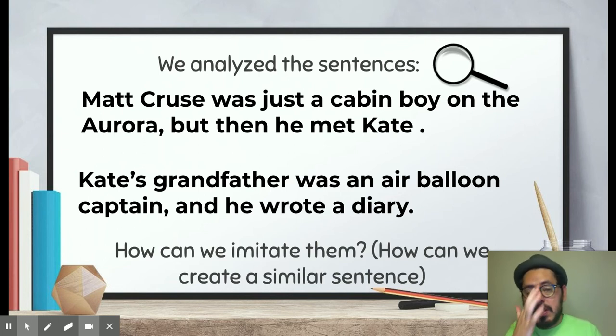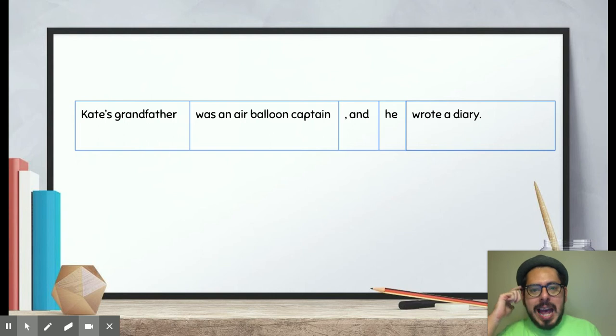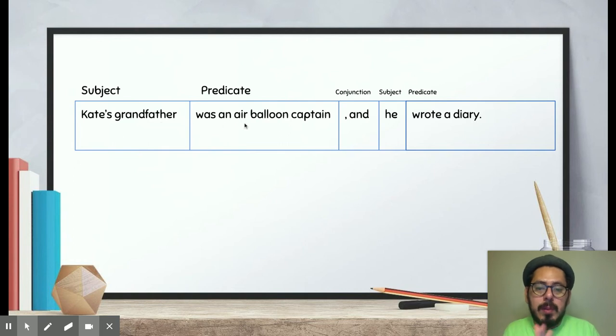So how can we imitate them? How can we create a similar sentence? All right, so let's analyze it. We said that we have a subject in Kate's grandfather. The predicate was an air balloon captain because that's the action that the subject did. So subject and predicate, there we go. Then we have a comma, which is the conjunction. The subject for the second part of the compound sentence is he, which is a pronoun, and the predicate is wrote a diary. Okay, and we have our proper nouns and our common nouns.